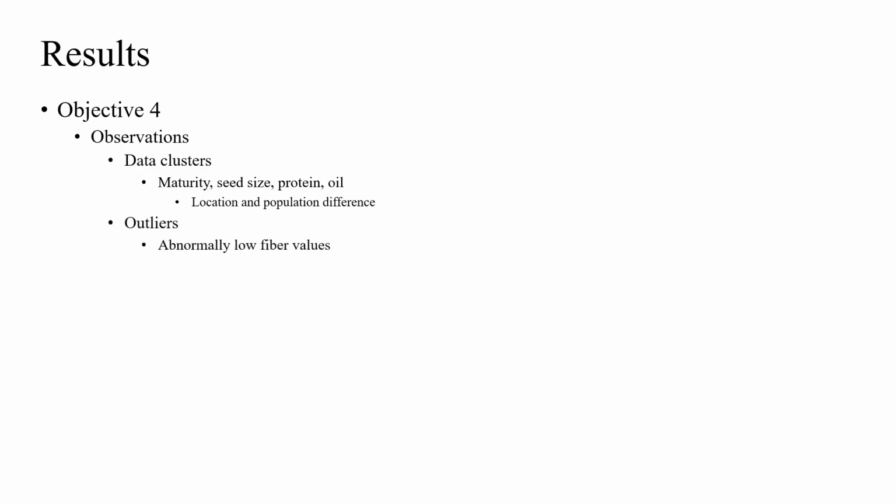A few interesting observations existed in the figures. The first are data clusters, which can be observed for maturity, seed size, protein, and oil. And the clusters themselves represented soybean plot location and soybean population differences. Additionally, outlier entries where very low fiber values existed. Since protein, oil, and fiber were all measured simultaneously, we determined that the low fiber values were unlikely to be caused by instrument malfunctioning and therefore should still be valid.